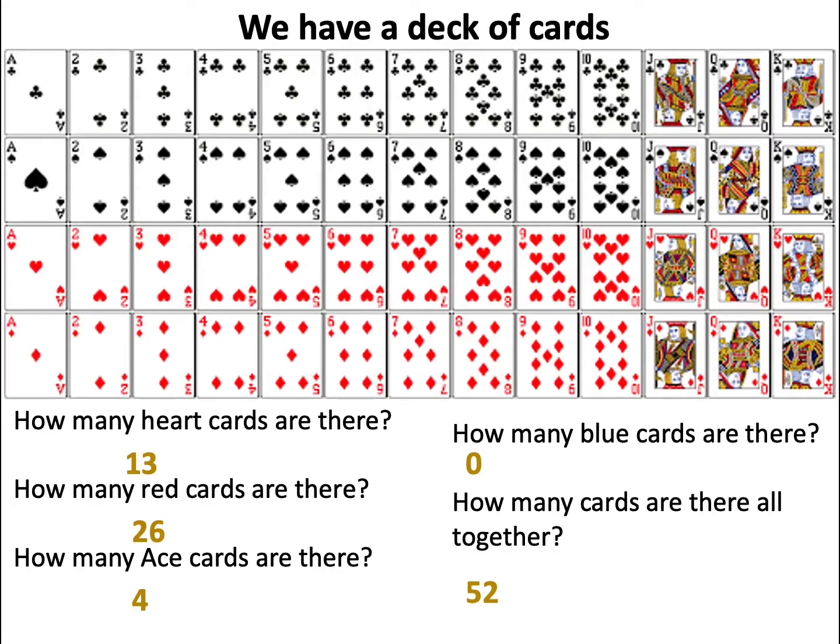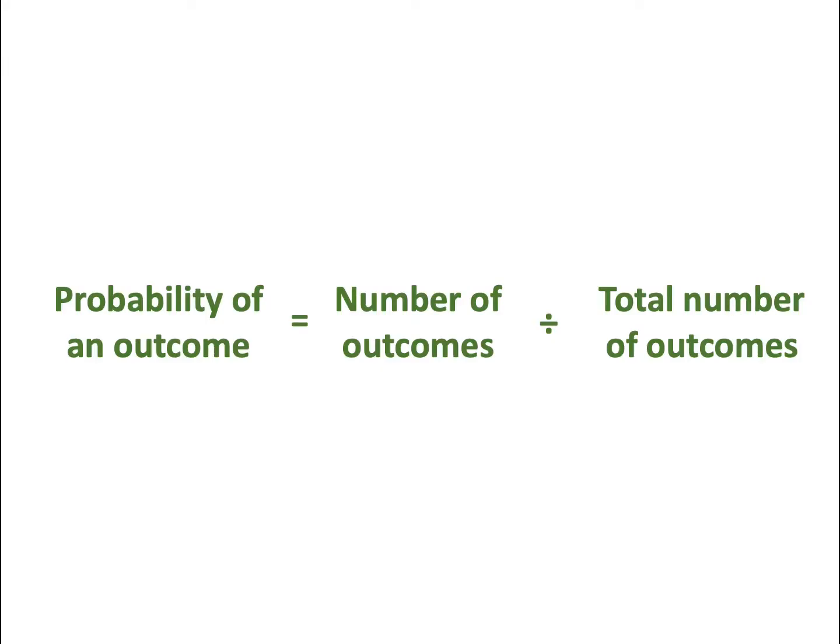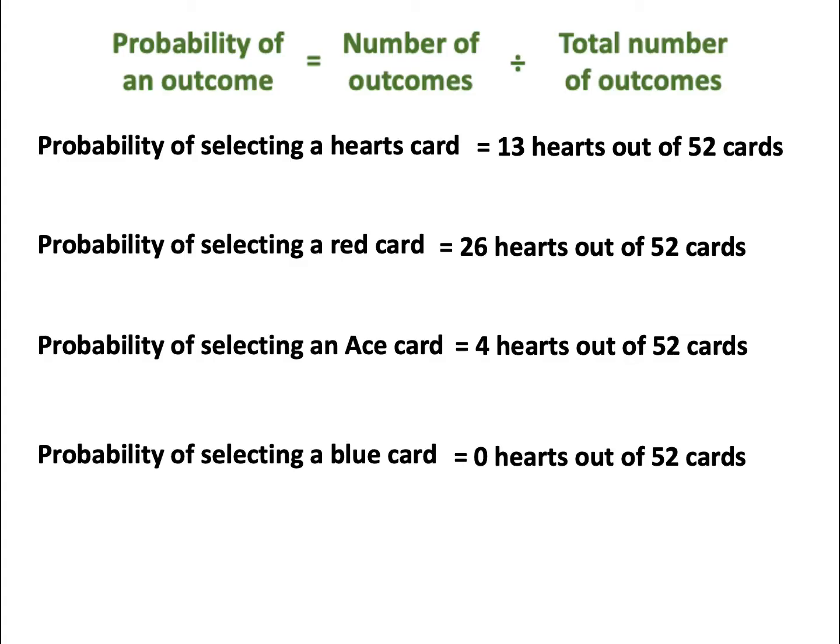How could we find the likelihood of selecting each group of cards? The probability of an outcome is calculated by dividing the number of outcomes by the total possible outcomes. Let's try with our question to find our probabilities. We established that there are 13 heart cards out of 52 possible outcomes. Therefore, the probability is 13 divided by 52. Using the bus stop method, the answer is 0.25.